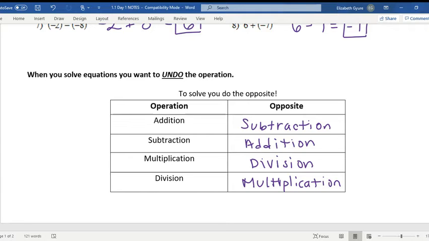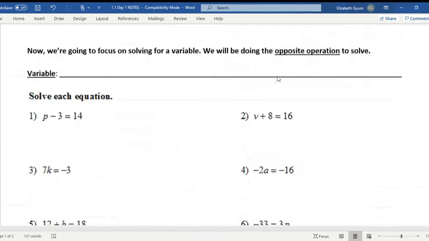Okay, now we're going to focus on solving for a variable. We're going to be doing our opposite operation to solve. So we're on the back page if you have a packet. This is the back. Okay, what's a variable?